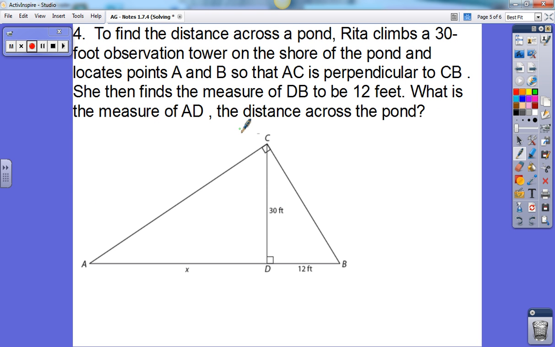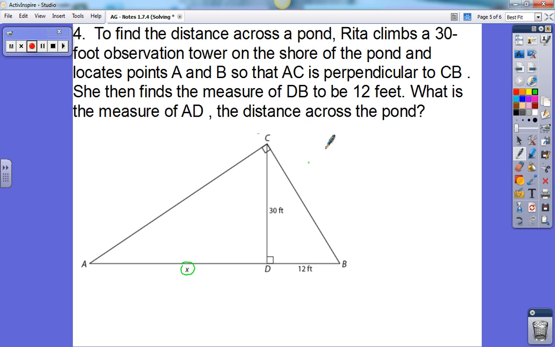To find the distance across a pond, Rita climbs a 30-foot observation tower on the shore of the pond and locates points A and B so that AC, right here, is perpendicular to CB, and that she then finds the measure of DB to be 12 feet, and it asks what's the measure of AD, and that's labeled as X. So that's what we're looking for here. That's the distance across the pond.